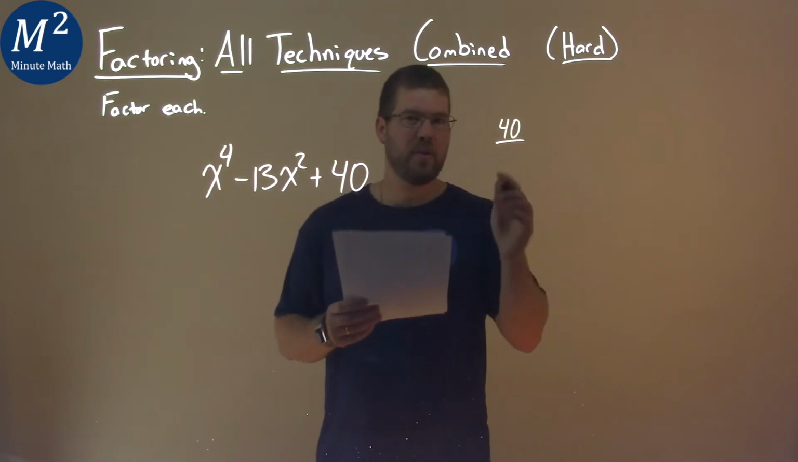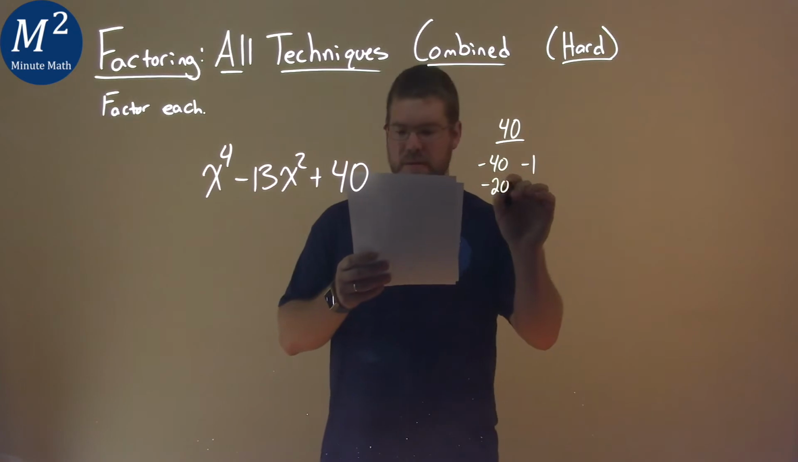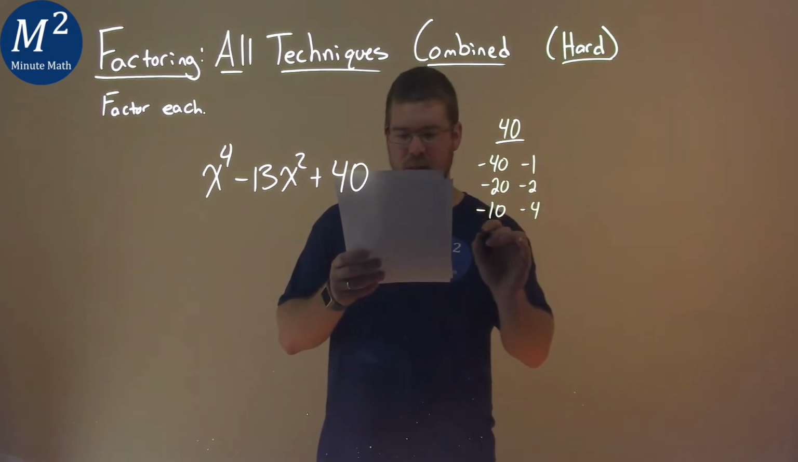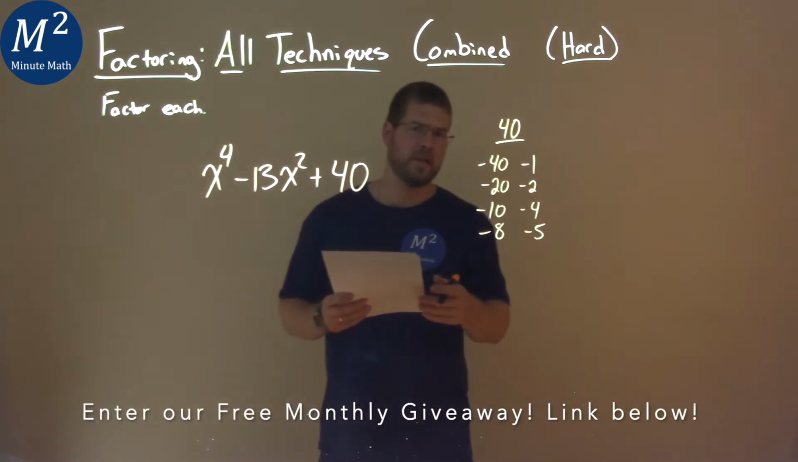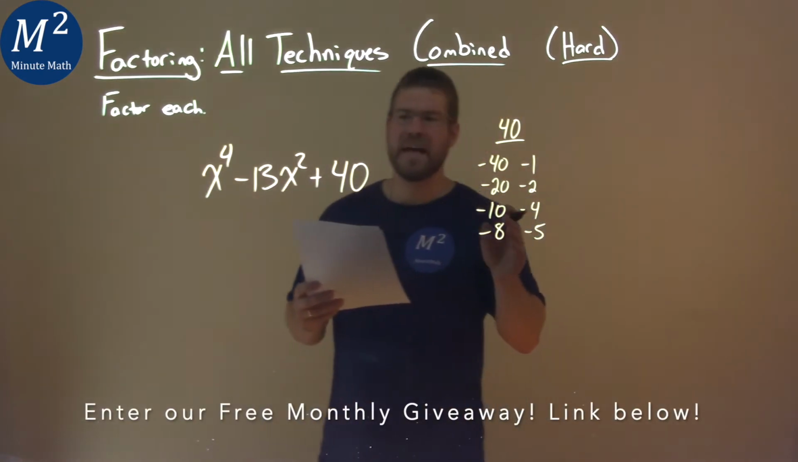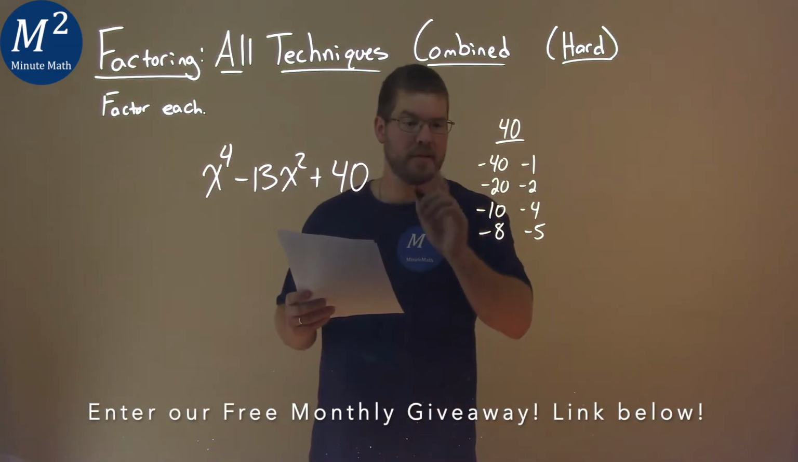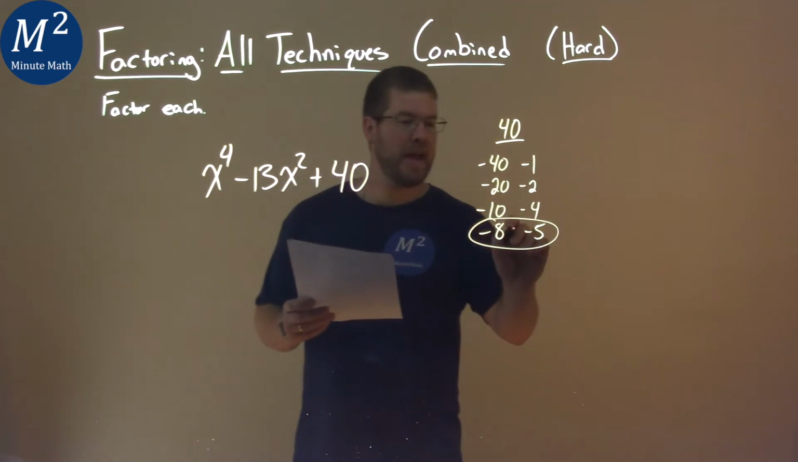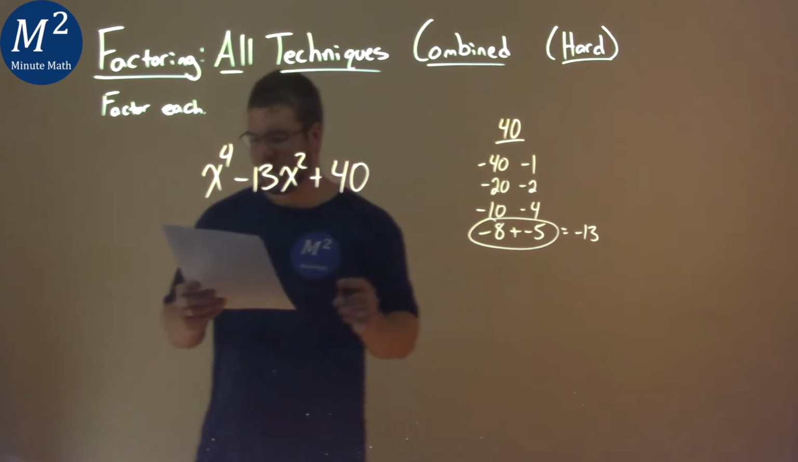So let's go through the pairs. Negative 40 and negative 1, negative 20 and negative 2, negative 10 and negative 4, and negative 8 and negative 5. So we go through all the pairs here and say, okay, which ones add to be negative 13? Can you guess it? Right here, negative 8 and negative 5. They add together to be negative 13. So these are the two numbers we're dealing with.